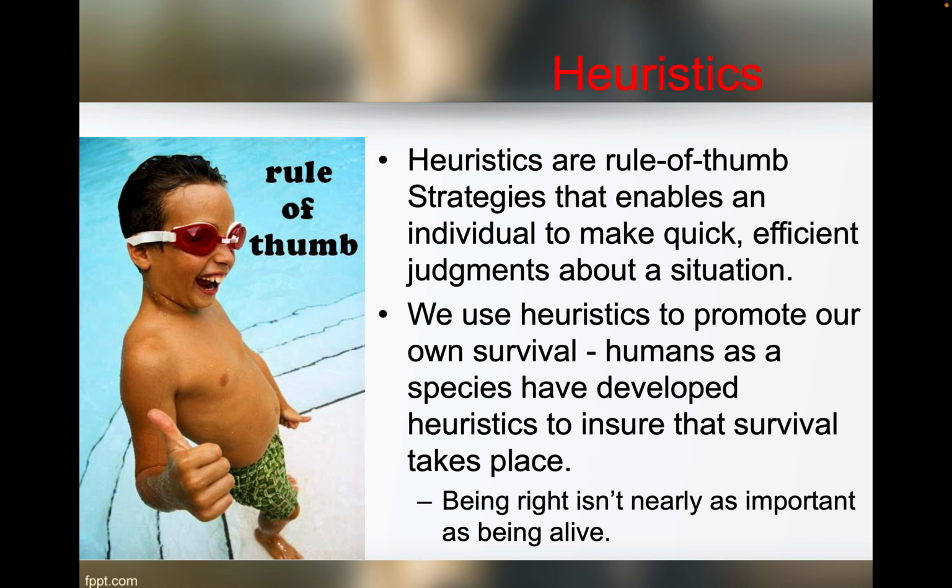Heuristics are rule-of-thumb strategies that enable an individual to make quick, efficient judgments about a situation. We use heuristics to promote our own survival. Humans as a species have developed heuristics to ensure that survival takes place. Being right isn't nearly as important as being alive, so we develop heuristics to keep us alive. Climb up the tree and sit on the rotten branch, and you may be falling all the way to your death at the bottom of the tree. So, "Don't sit on the dead limb" is a heuristic.